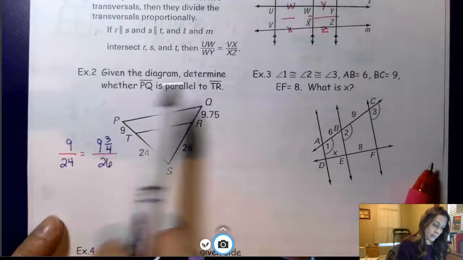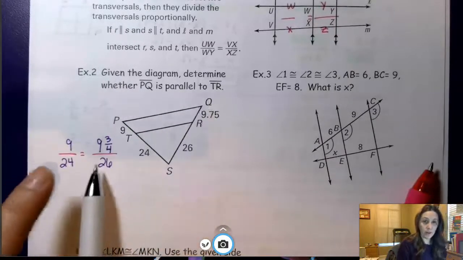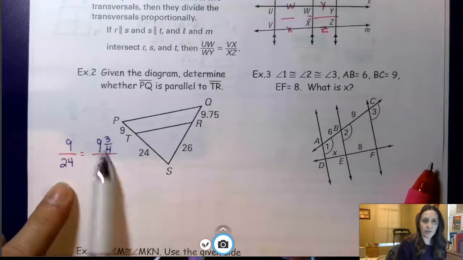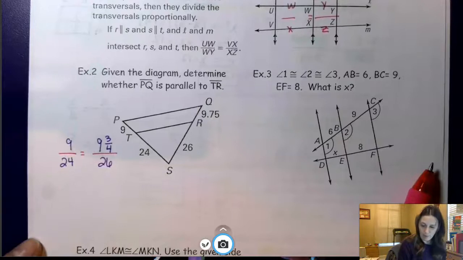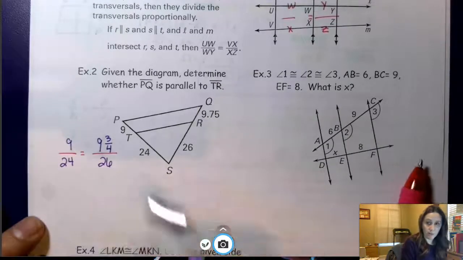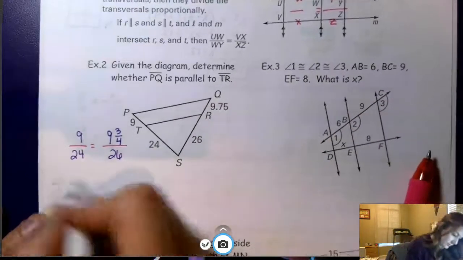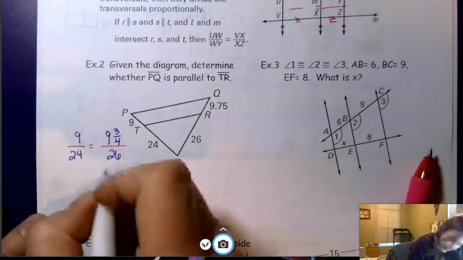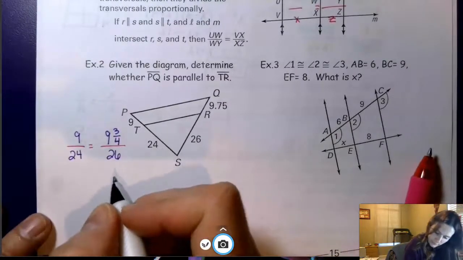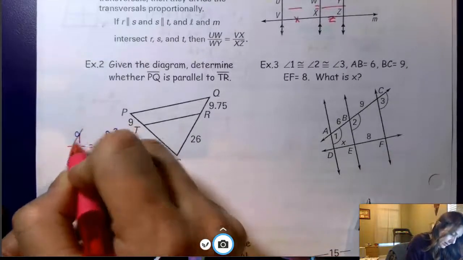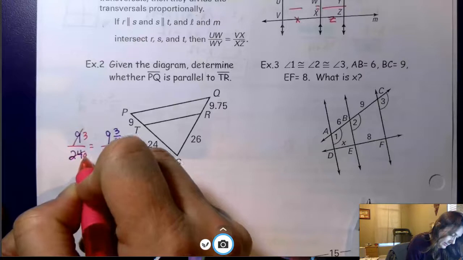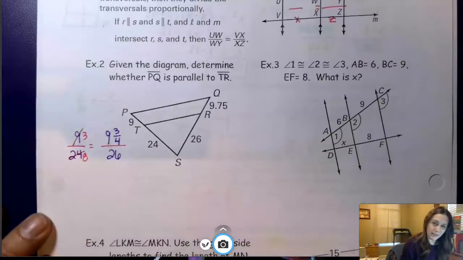Now, given the diagram, determine whether or not the lines are parallel. Well, if these do create a proportion, I know that they're going to be parallel. So I have to make sure that these are equal. I'm going to check the cross products. So I'm going to take 9 times 26. Well, actually, first, can I simplify? Here I can divide by 3. I get 3 over 8. That's going to make it a little bit nicer.